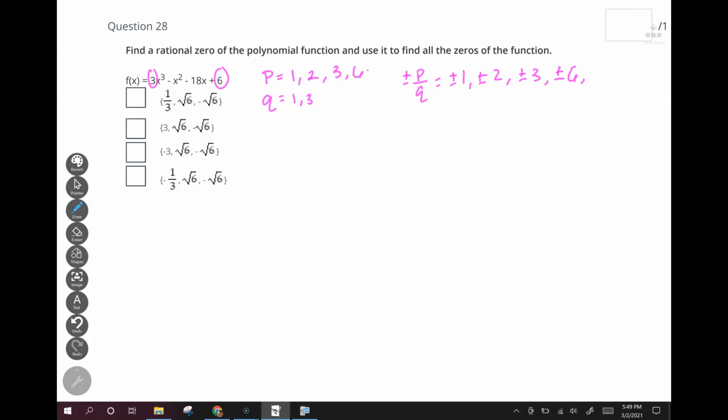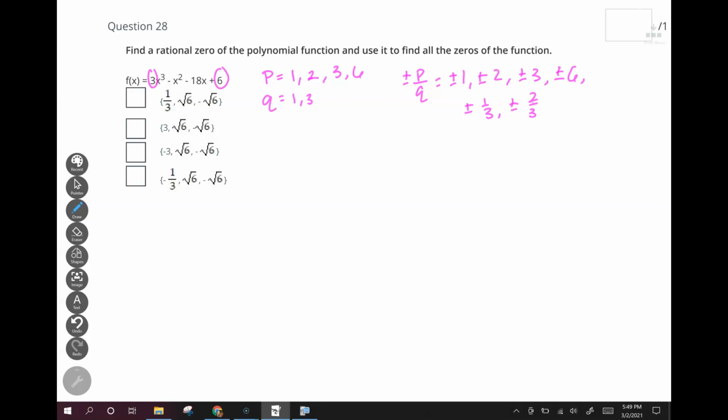And then divide all of your p's by 3, so that's plus or minus 1/3, plus or minus 2/3. Plus or minus 1 we already have on our list, and then plus or minus 2 we already have. So those are all of the potential zeros.